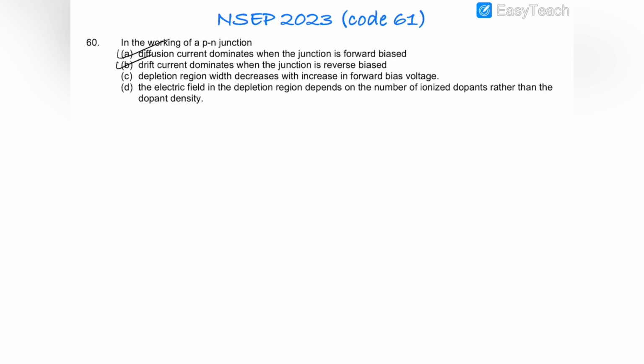This is also correct. Depletion region width decreases with the increase in forward biased voltage. This is also correct. And the electric field in depletion region depends on the number of ionized dopants rather than the dopant density. This is wrong, because obviously the electric field developed in the depletion region depends on the density of the dopant, because the more the density of the dopant, the smaller the depletion layer, and a smaller depletion layer would result in a larger electric field in the depletion region. So the correct answer is ABC.